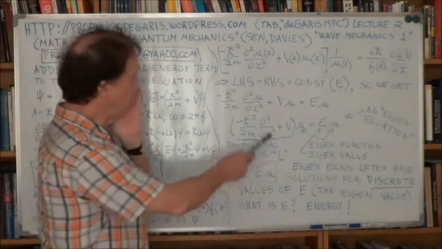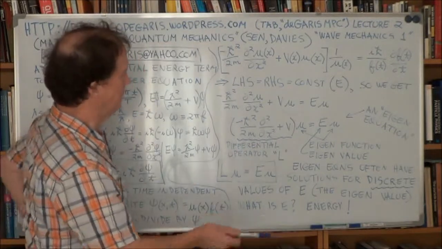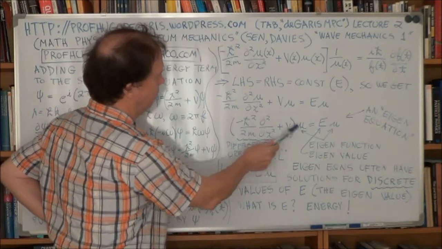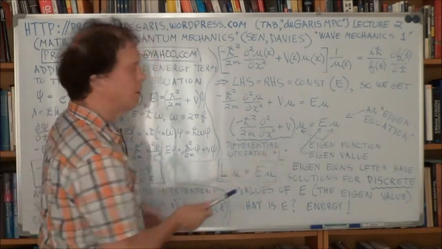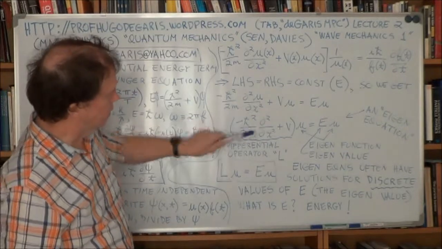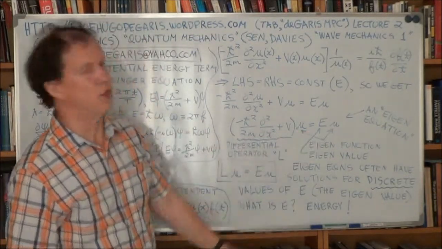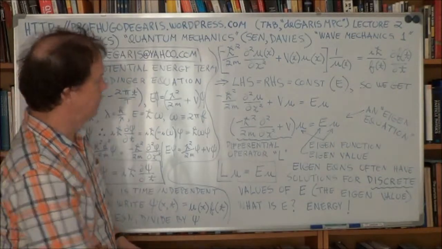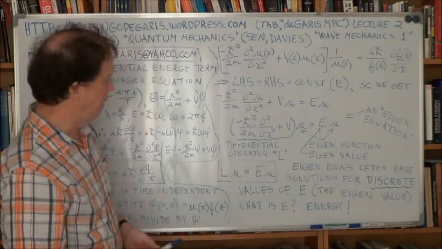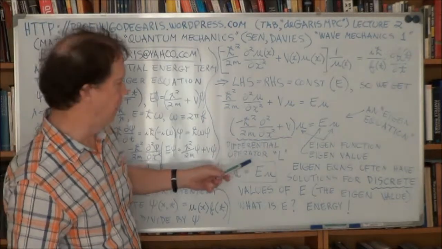Now we can take this equation and rewrite it slightly. So we take the u outside of the brackets. So we now have this term inside the brackets times u equals a constant times u. Now this term in the bracket is a differential operator.